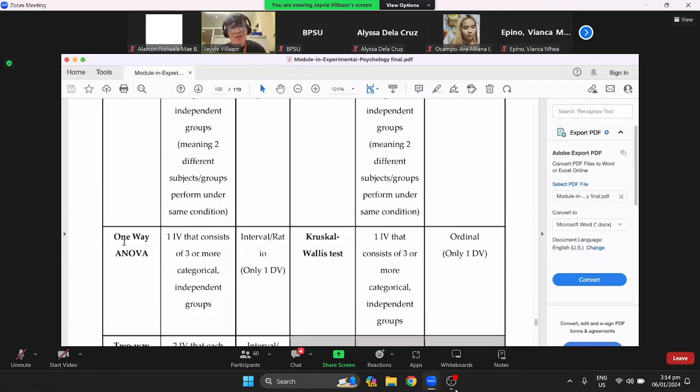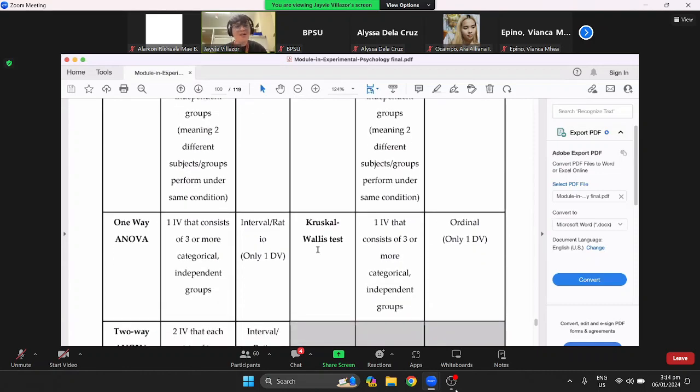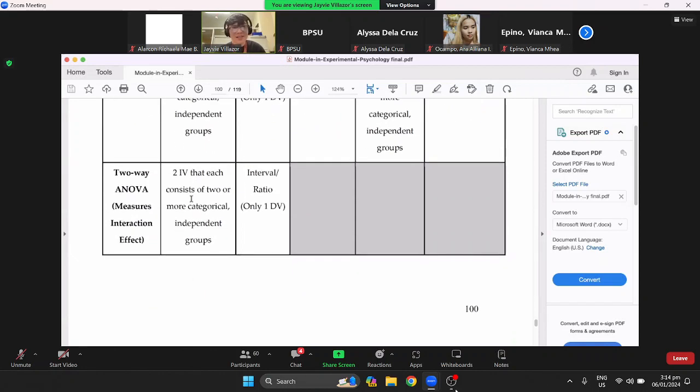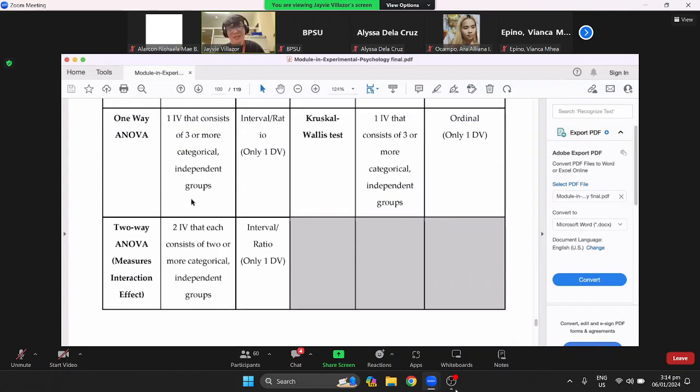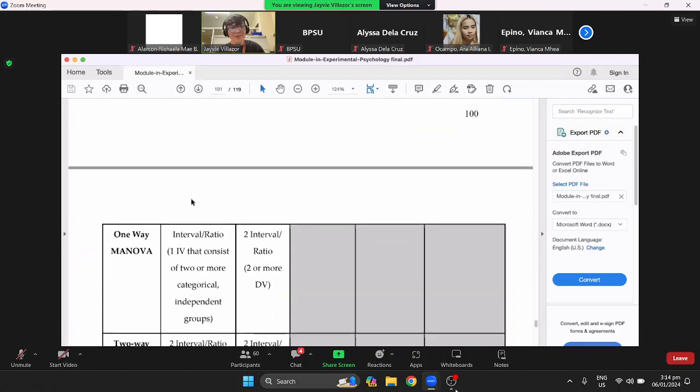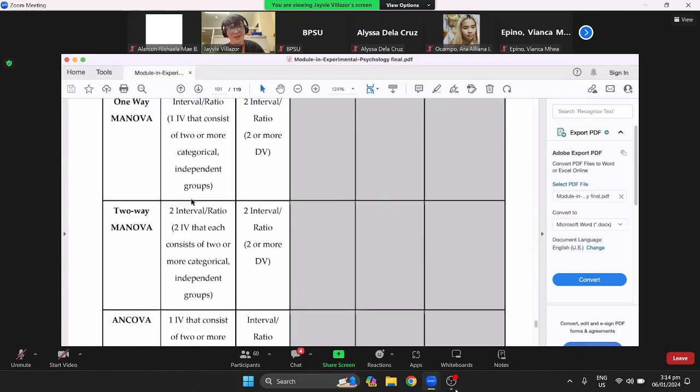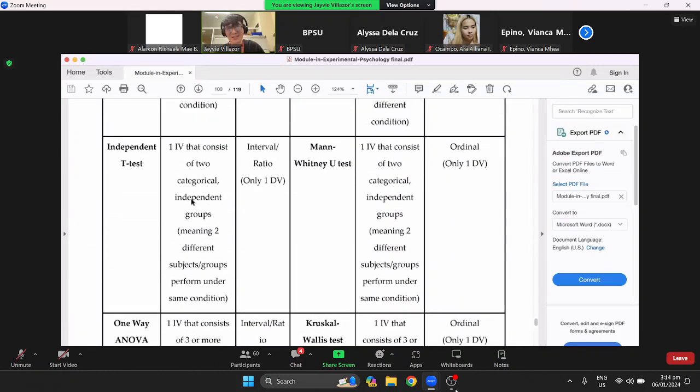The counterpart of one-way ANOVA is two-way ANOVA, medyo hindi na natin tawag dito. I-discuss yung counterpart ni two-way ANOVA. And then the rest, puro parametric na siya.